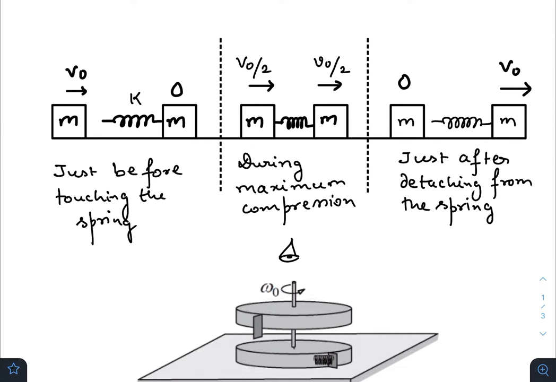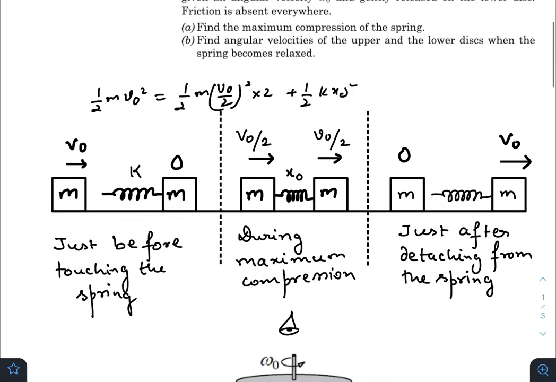So to reach from this to this situation, we used the concept of momentum conservation and total energy conservation. Suppose the maximum compression of the spring is x naught here. We can write half m v naught square equals half m (v naught by 2) square times 2 plus half k x naught square. This is how we conserve the total energy, because this kinetic energy was initially possessed by this mass, and then it is shared by the spring and both the blocks.